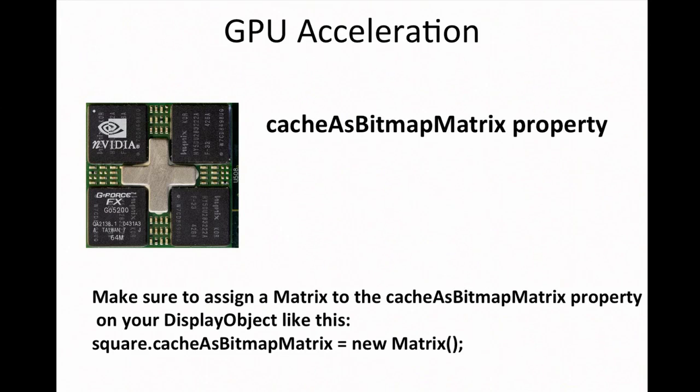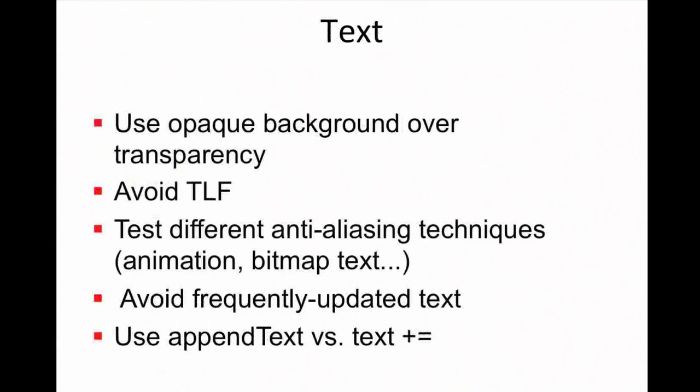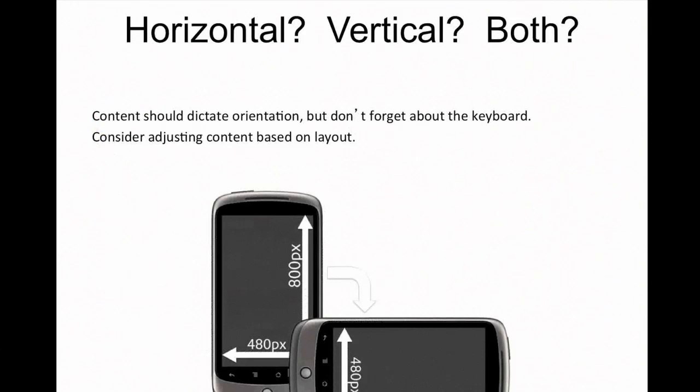Apply it to some text. Avoid TLF. Okay, backgrounds are always good. Check out your anti-aliasing. Don't update your text as much as possible. A lot of times I see some sloppy code. Look at using appendText versus just text plus equals. A lot faster. Text things need to consider both orientations. Talk about that.